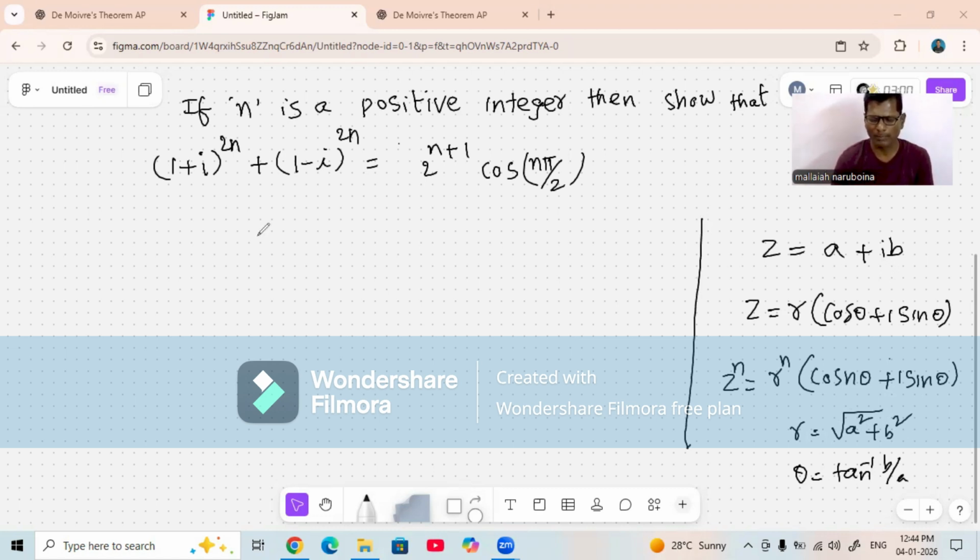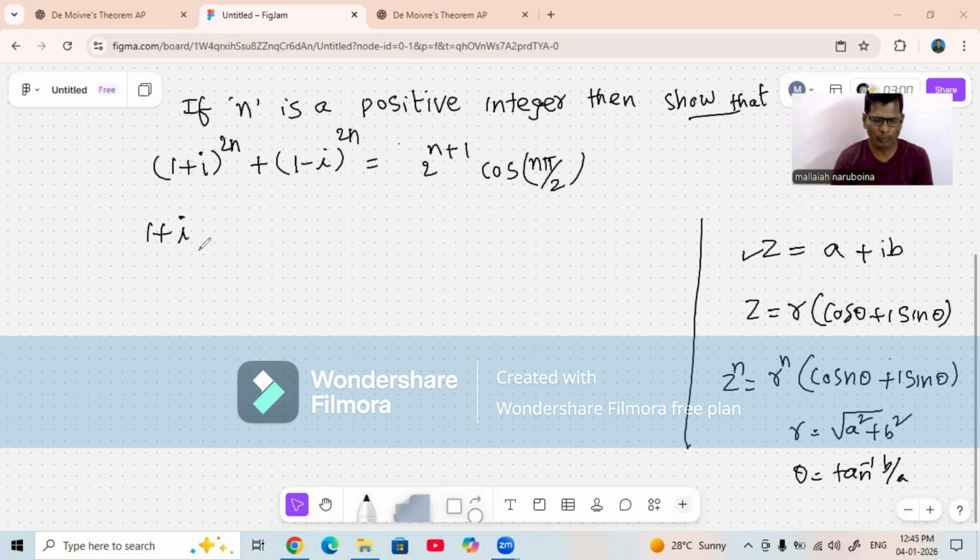So first remember these things in your mind. Now start with the question. If n is a positive integer, then show that (1 + i) to the power of 2n plus (1 - i) to the power of 2n is equal to 2 to the power of n+1 into cos n pi by 2. First observe the inside bracket. Inside the bracket we have 1 plus i. This is a complex number, and for this we have to write the polar form.